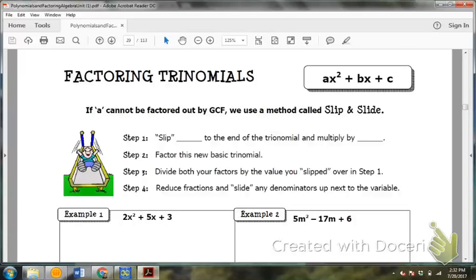Okay, this is lesson 1.4. So we're going to label this 1.4.